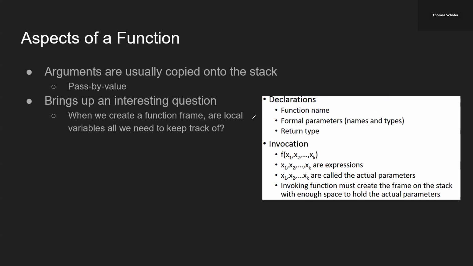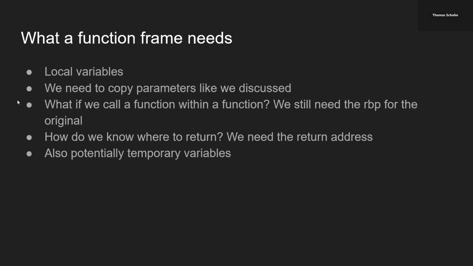But this does bring up a different question. Before in the function frame, we were just using it to keep track of local variables. But is that all we need? So we already discussed we're keeping track of the local variables. That's the entire point of a function frame. And we also need to copy the parameters. That kind of makes sense because if we have something like foo, A, B, C, you can consider them just local variables of the function foo. So we need to copy the values into those local variables.